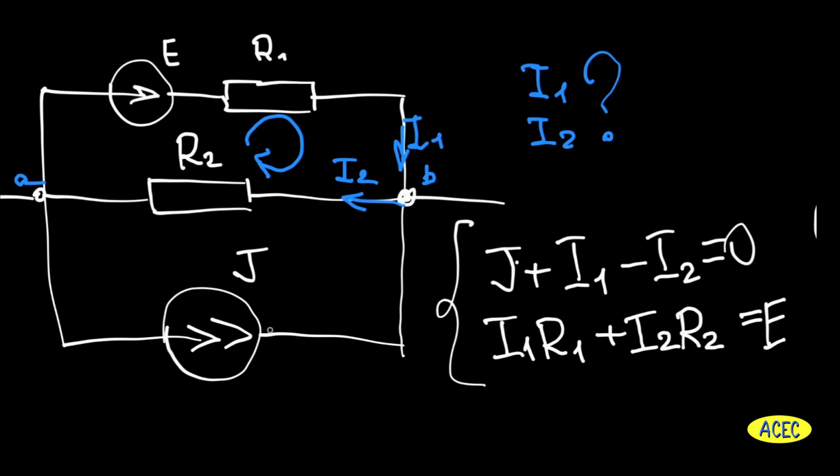And what about first Kirchhoff's law? In this case, current J goes to the node B, current I1 goes to the node B, and current I2 goes out of the node B.